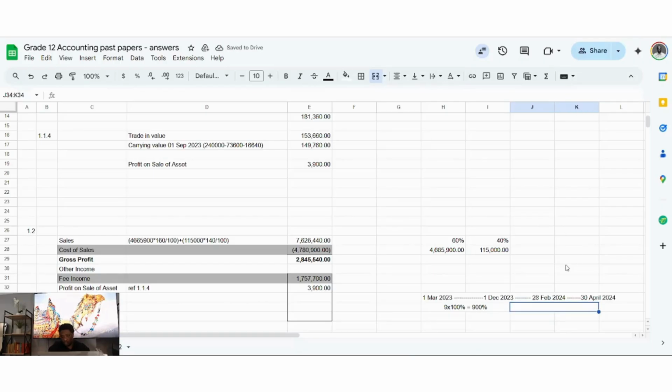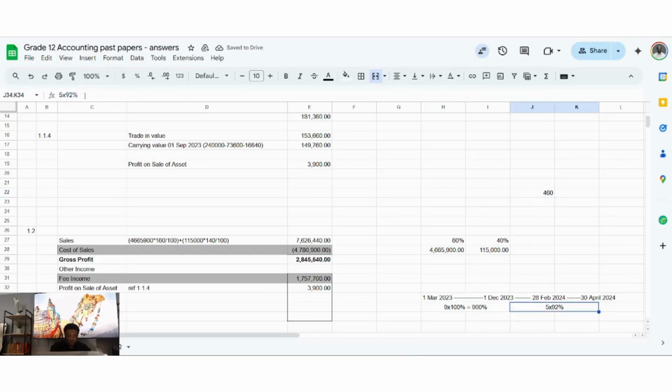So now, how many months is that? So that's December, January, February, March, April. So that's 5 months. So you're going to say 5 multiplied by 92%, because remember that the rent decreased by 8%. So 100% minus 8. And 5 times 92, let's just quickly work it out. That's 460.